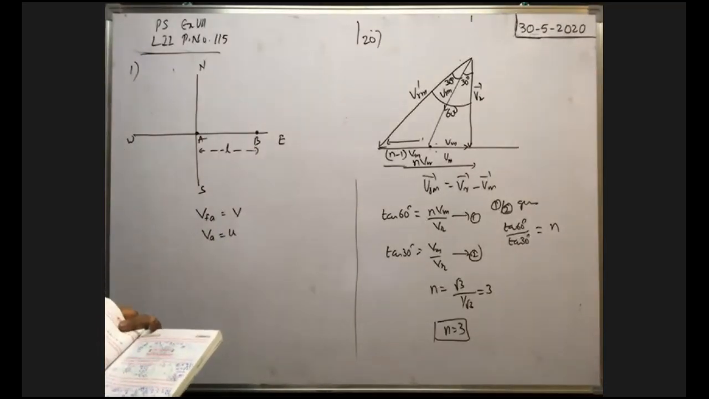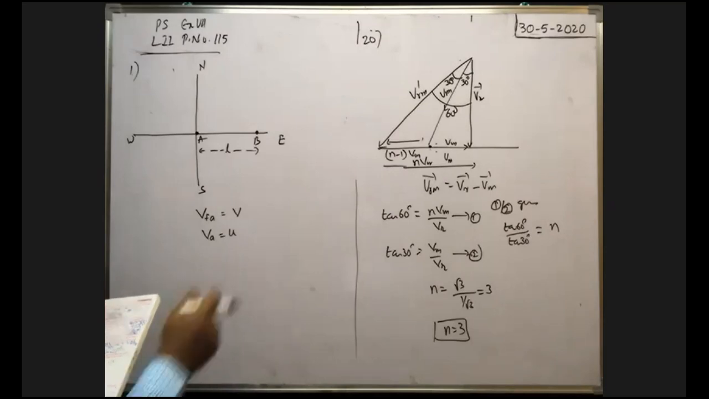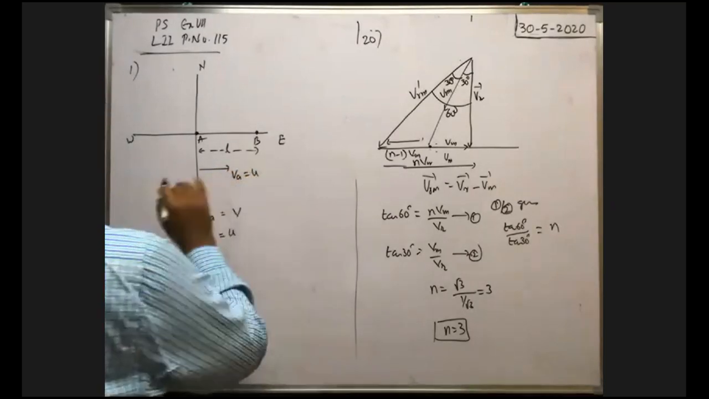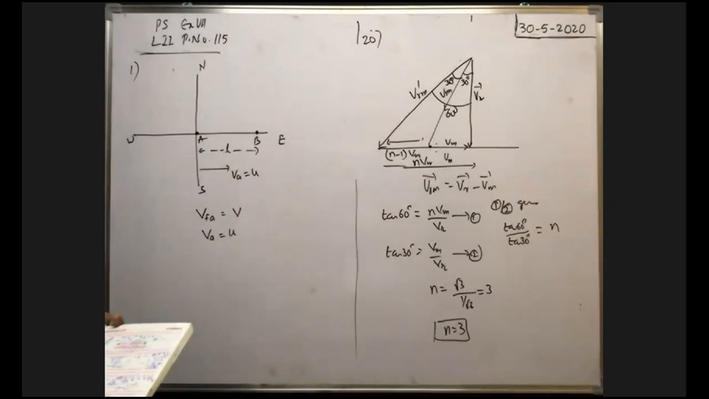Calculate the time for a round trip if air velocity is due east. Air velocity is due east, that means velocity of the air is in this direction, that is equal to u in this direction. Now they asked to calculate the time for the round trip.